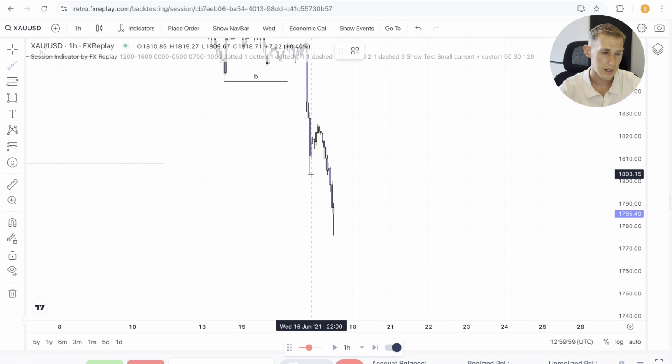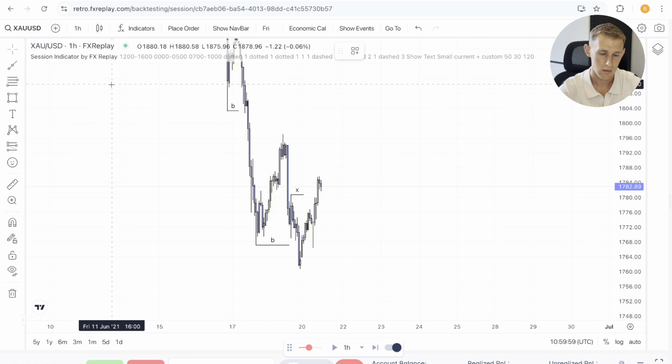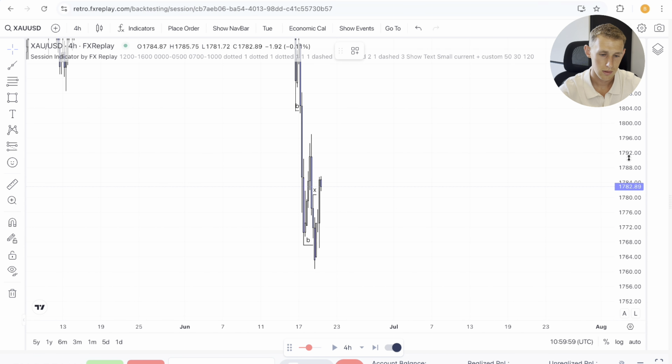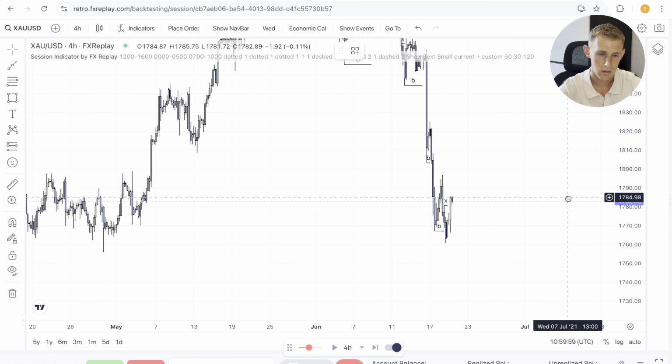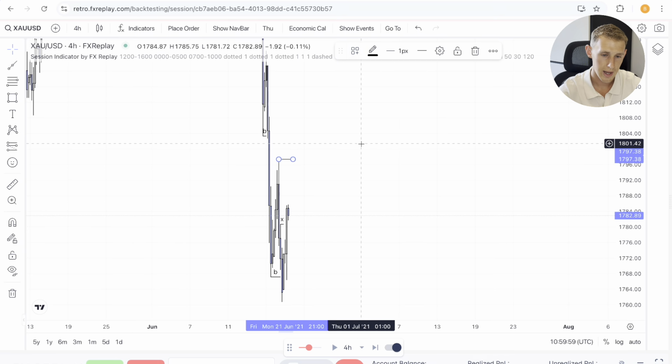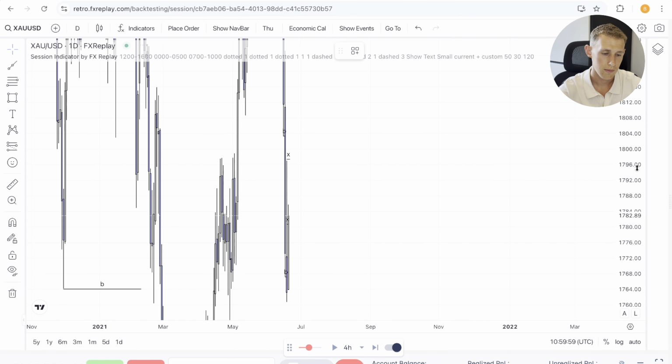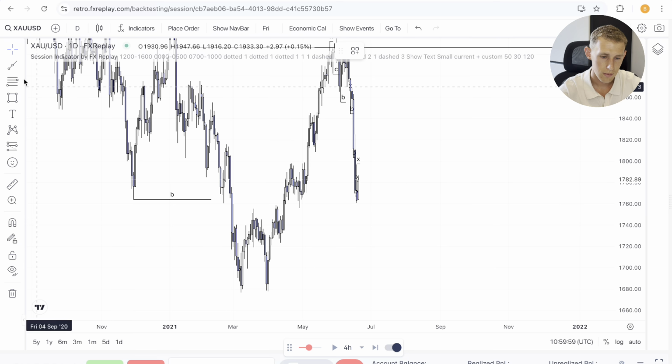Okay, so nothing there. Next area for me would be this high, which is the last sort of internal liquidity in this whole range. Right, so that got taken out. Could also look at this high if price takes that out. But yeah, at the very least here, you would expect price to go for these lows.